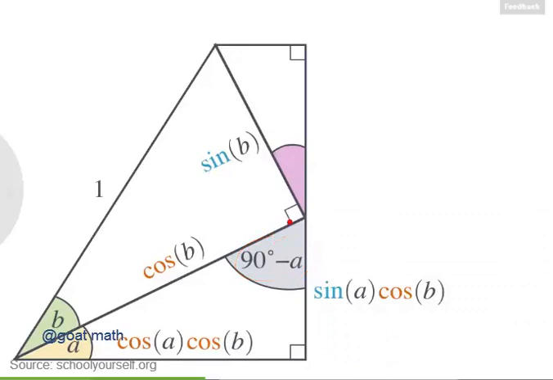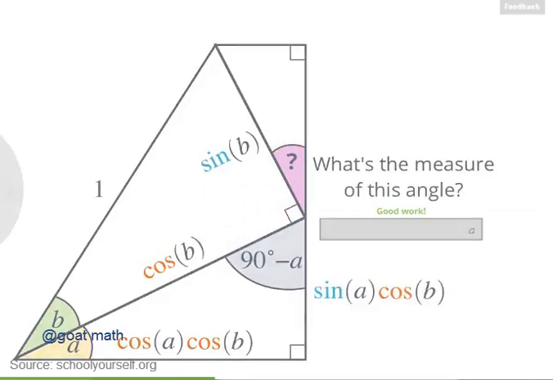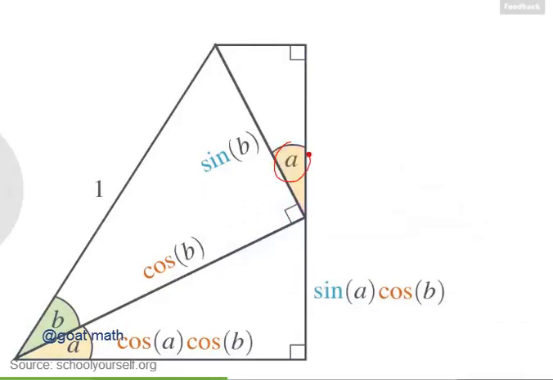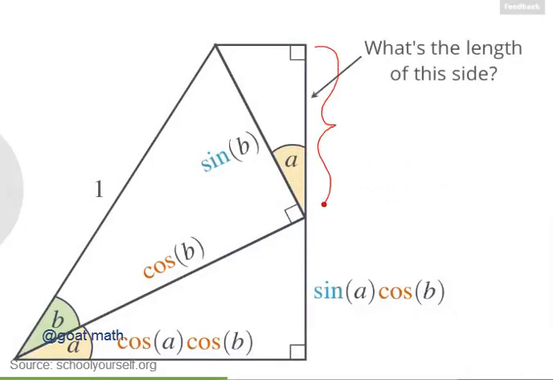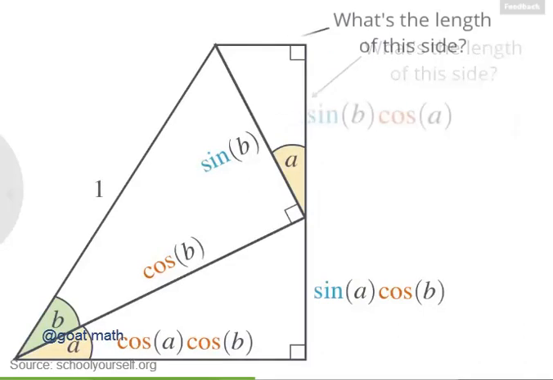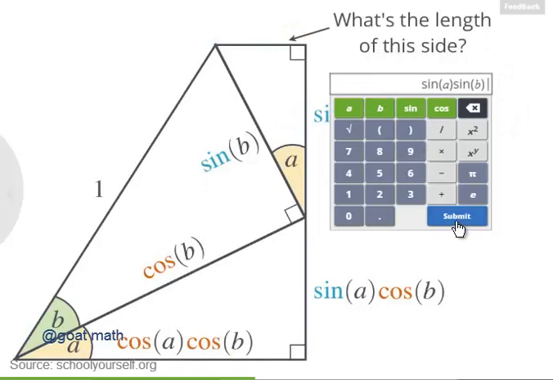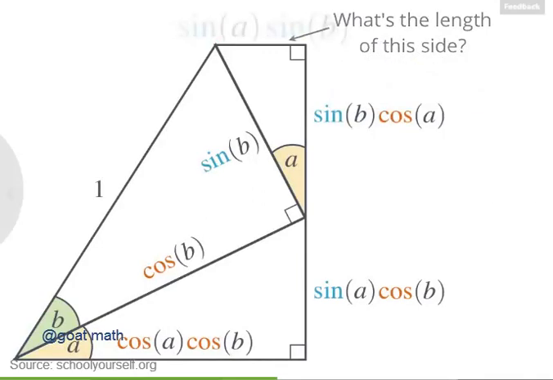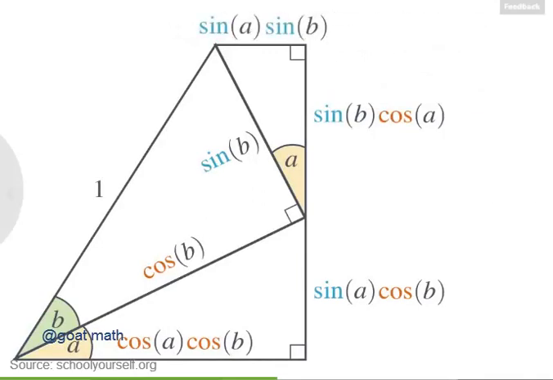And remember, this is a right angle over here. So, what's the measure of this angle up here? So this angle also equals A. Try using this fact to figure out the length of this side up here. And what's the length of this side all the way up here? Nicely done. So now we have the lengths of all these sides.